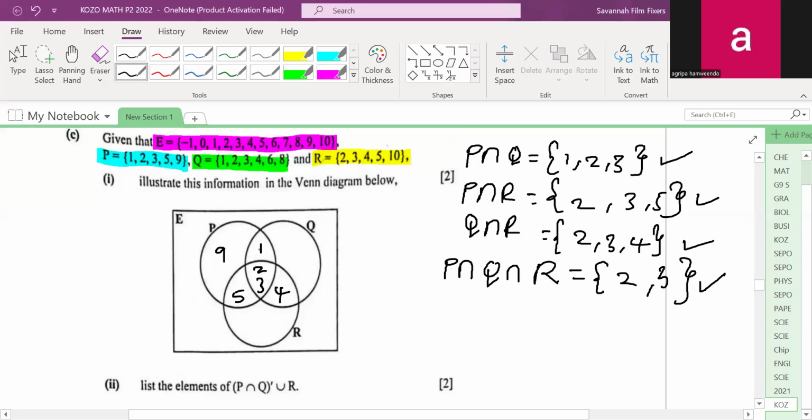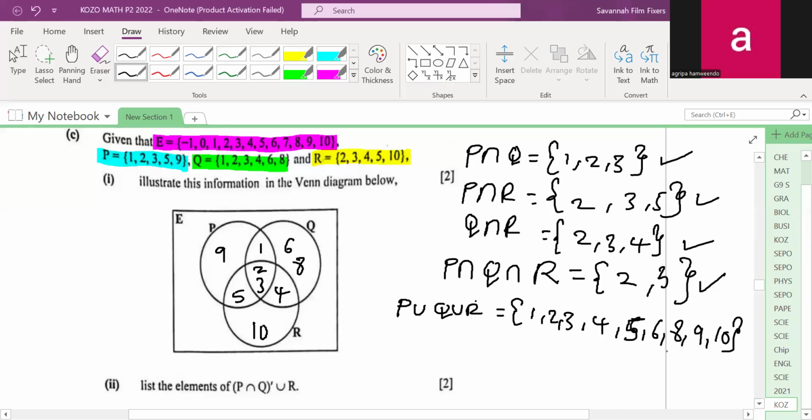Set Q is 1, 2, 3, 4, 6, 8. Great. Then set R is 2, 3, 4, 5, and 10, right? Okay. Let's get the union. So let's say P union Q union R. So the union will be 1, 2, 3, 4, 5, 6, 8, 9, and 10. Have I left anything?